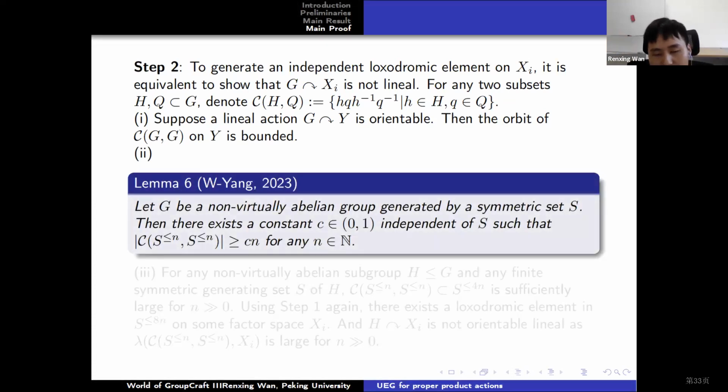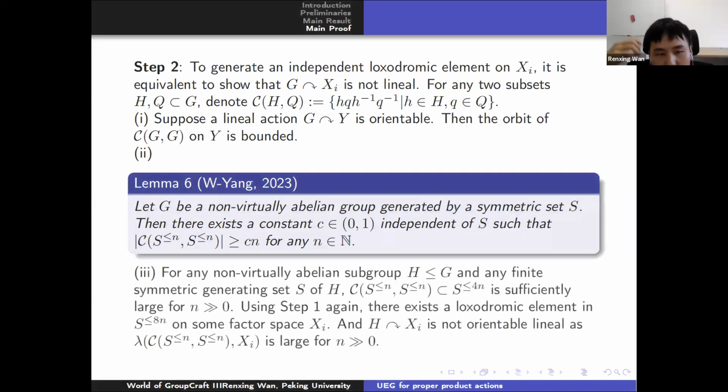Okay, the second fact is a group theoretical result. It says that let G be a non-virtually abelian group. Then there exists a small constant c independent of any generating set, such that the commutator subset of the ball of radius n has a cardinality growing at least linearly, right? c n grows at least linearly.